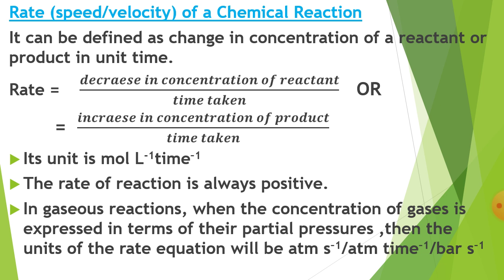Next point you have to know: in gaseous reactions, when the concentration of gases is expressed in terms of their partial pressure, then the units of the rate will be atm per second, atm time inverse, or bar second inverse. When concentration is taken, we write the unit mole per liter time inverse, but in terms of pressure it should be written in terms of atm or bar time inverse.